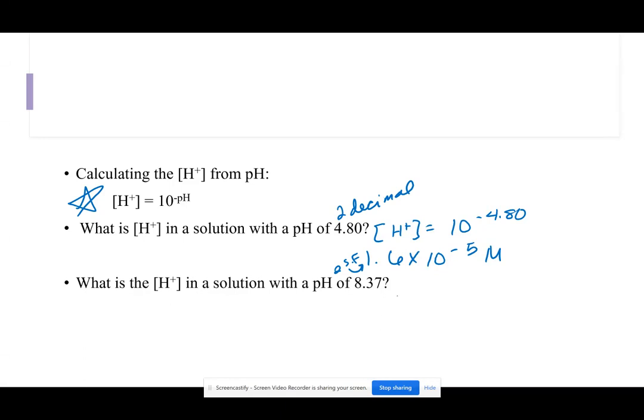pH 8.37, so hydrogen concentration is 10 to the negative 8.37. So hydrogen concentration is going to be 4.3 times 10 to the negative 9th molar.